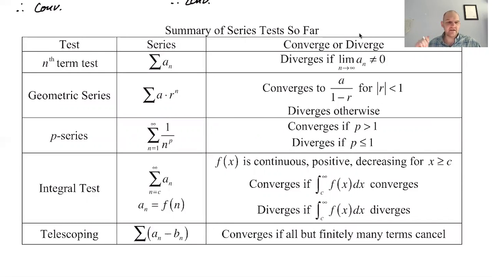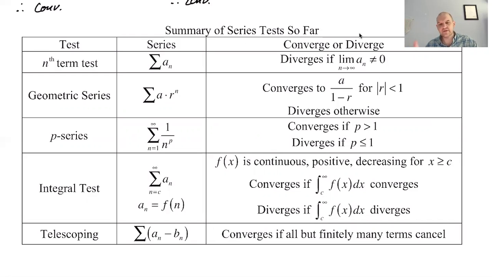So nth term test: is the limit of the nth term 0? If it's not, it diverges and you're done. If it is 0, you need to use one of the other tests, so move on. Geometric always looks the same. P-series always look the same. Integral test: can you integrate? If you can't find the integral, it's harder to use by hand, which is why it's a really good calculator test. But if you can integrate, it's a really good way to go.